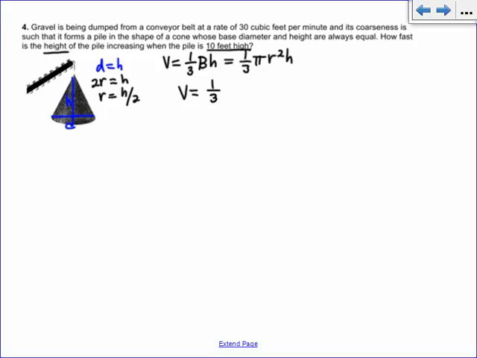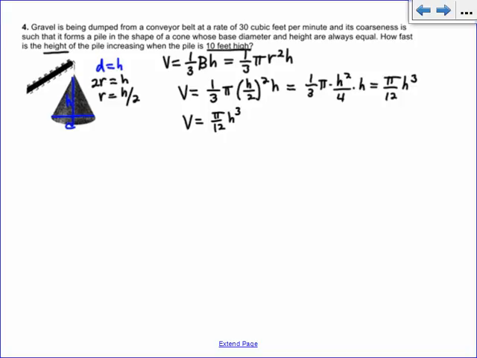So I have 1/3 pi, R in this case is H over 2, times H. And the whole point of doing this is so we can avoid the product rule. So you always want to simplify as much as possible. So as I simplify, I get 1/3 pi, I have H squared over 4 times H. So I get pi over 12 H cubed. So that's very easy to take the derivative of then.